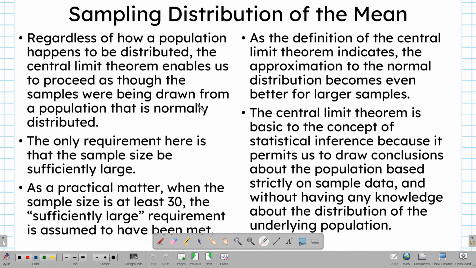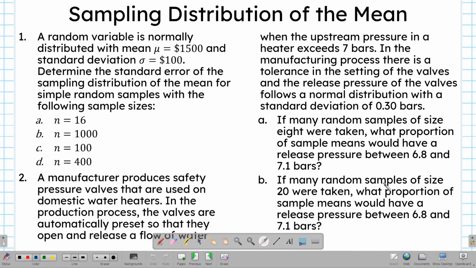Take note that this is what I've already explained a while ago, that regardless of how a population happens to be distributed, the central limit theorem enables us to treat it as though the samples were normally distributed. And because of that, the central limit theorem is basic to the concept of statistical inference, because it permits us to draw conclusions about the population based on sample data without having any knowledge about the distribution of the population. Now let's have some problems regarding the sampling distribution of the mean.